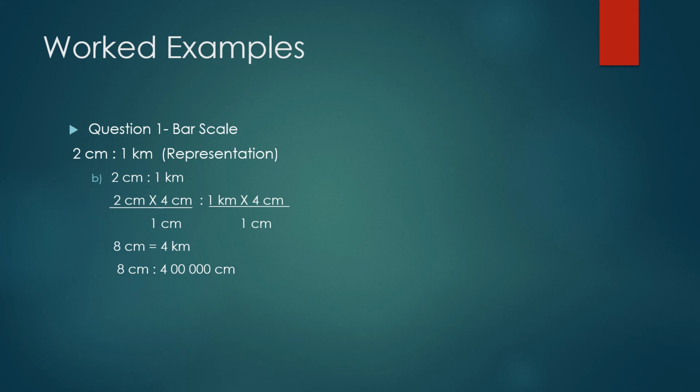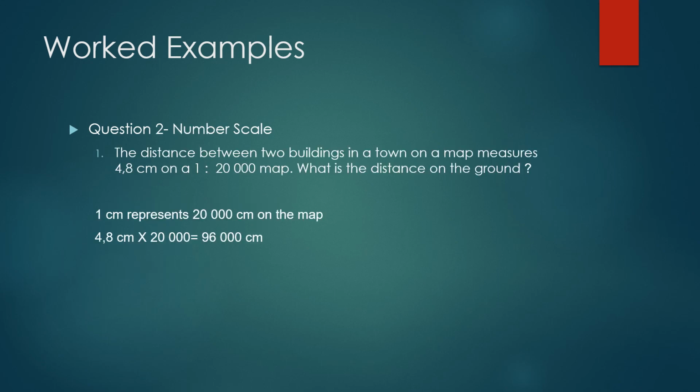So can we go to number scales now? It is very similar. Working with number scale, let us read out the question. The distance between two buildings in a town on a map measures 4.8 centimeters on a 1 to 20,000 map. What is the distance on the ground?